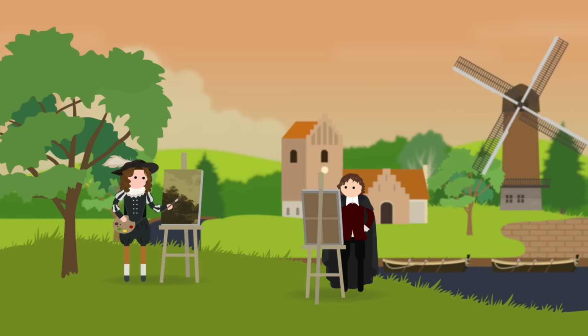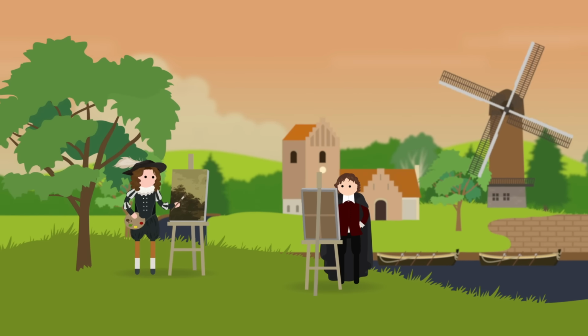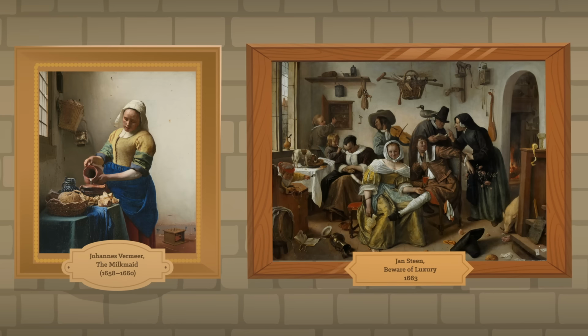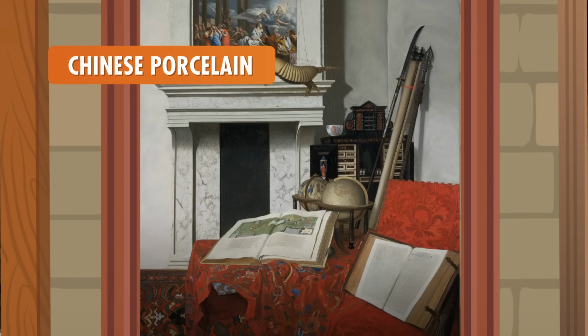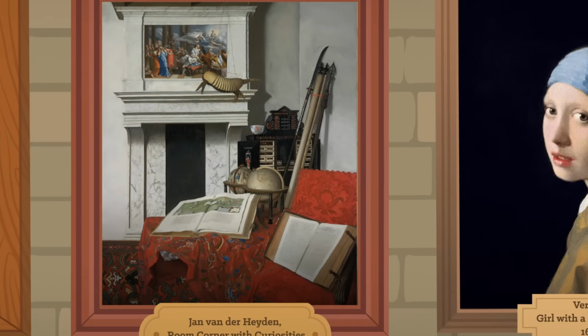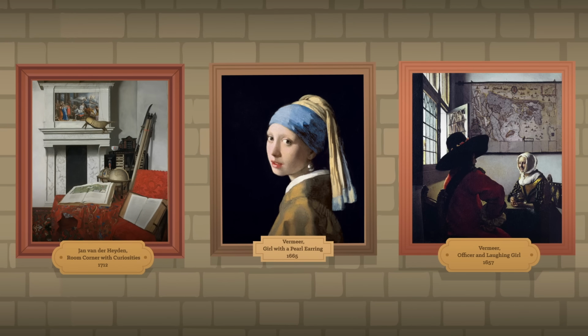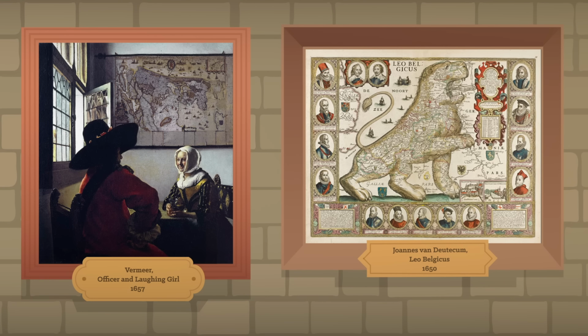Meanwhile, Dutch artists, including van der Heyden, excelled in painting some relatively new portrait subjects, common people and their everyday lives and domestic interiors and the commodities that increasingly filled their homes. Many of these commodities came from distant lands and included Chinese porcelain, Middle Eastern carpets, and imported textiles. In addition, the paintings of Johannes Vermeer, alongside those of van der Heyden, featured maps and globes testifying to the cosmopolitanism of the middle and upper classes.